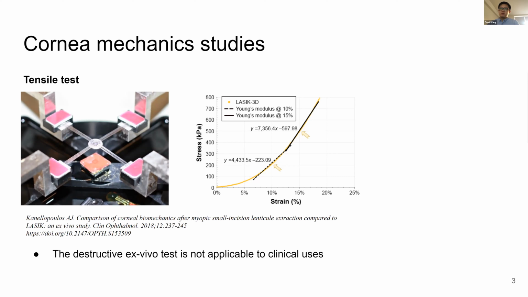That means in the in vivo state, we have the presence of the aqueous humor and also the presence of other boundary conditions. These conditions will be neglected in the tensile test. And obviously, this method cannot be used in clinical use.